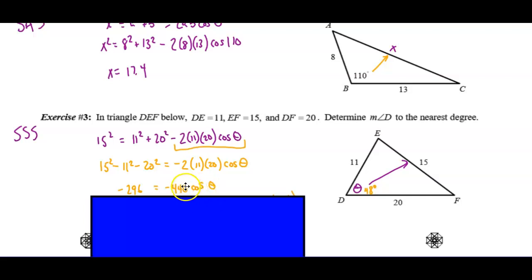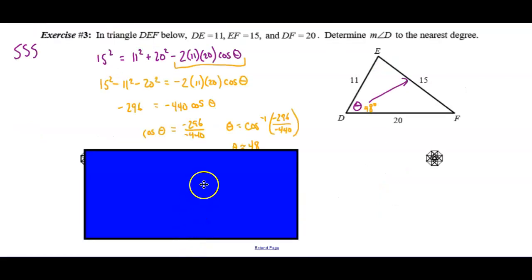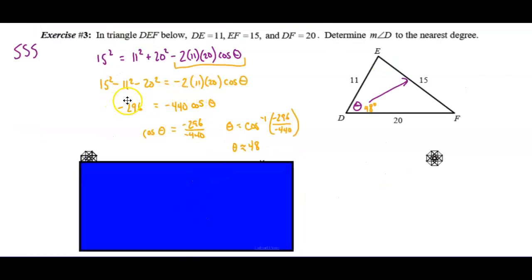And from there, it's easy. I can just divide by negative 440 and do an inverse cosine. But we had to get those into single numbers first. So once again, do not combine everything on the right side. Remove the squares first. Calculate all the squares as one number. Calculate the coefficients as another number. Divide them. Do an inverse cosine. And so theta came out to 48 degrees. These negatives, you can write them or not write them. They're going to cancel each other, so it's okay to leave them out.